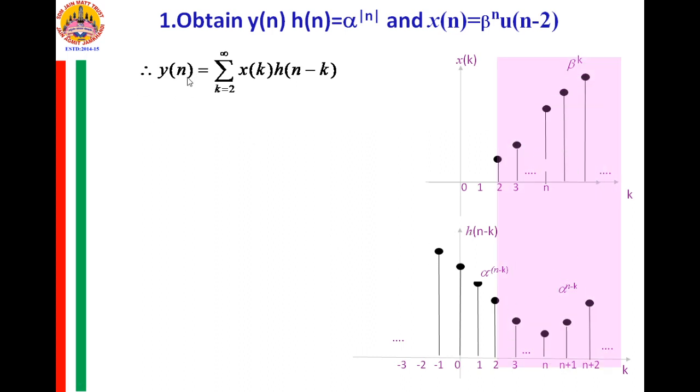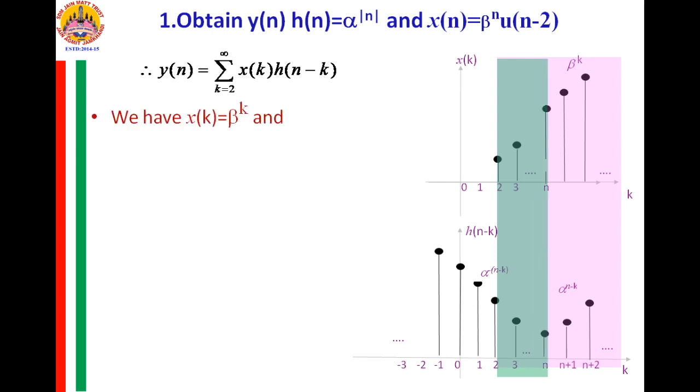So writing the summation for obtaining y of n at the nth instant, this k varying from 2 to infinity, still x of k into h of n minus k, and this x of k is beta raised to k for the entire duration from 2 to infinity, whereas h of n minus k has two amplitudes: from 2 to n minus 1 its amplitude is alpha raised to minus n minus k, and then from n to infinity it is alpha raised to n minus k.